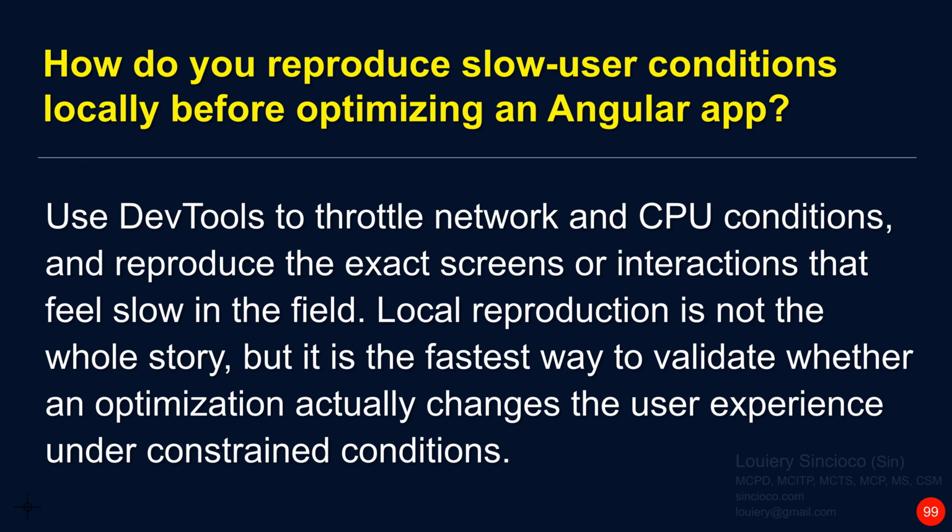How do you reproduce slow user conditions locally before optimizing an Angular app? Use DevTools to throttle network and CPU conditions, and reproduce the exact screens or interactions that feel slow in the field. Local reproduction is not the whole story, but it is the fastest way to validate whether an optimization actually changes the user experience under constrained conditions.